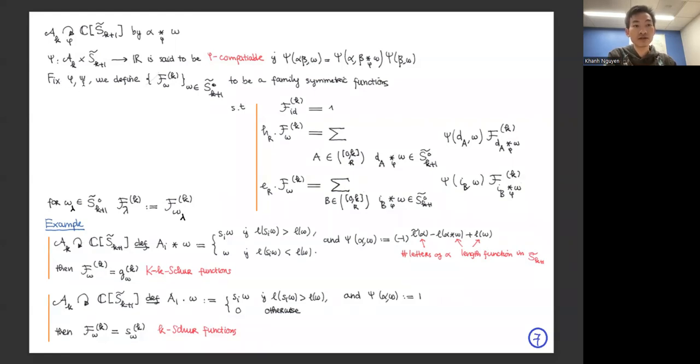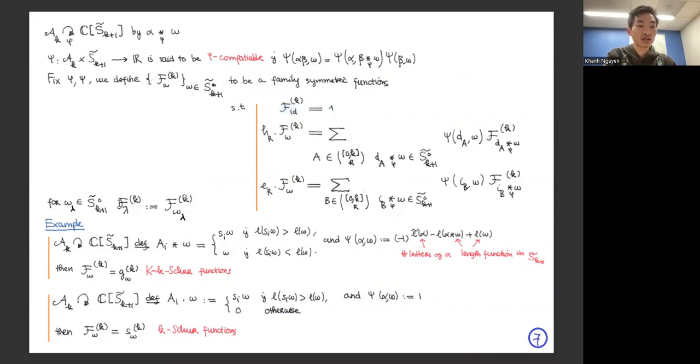And now for a fixed phi and per C, we can define a family of symmetric functions here denoted by FWK, where the index W belongs to the set of minimum coset representatives of the affine symmetric group. So that satisfies three conditions. The first condition is the definition for F at the identity. And the next two conditions are in the form of the Pieri rule. The first one is the Pieri rule for the homogeneous symmetric function, and the next one is the Pieri rule for the elementary symmetric function.